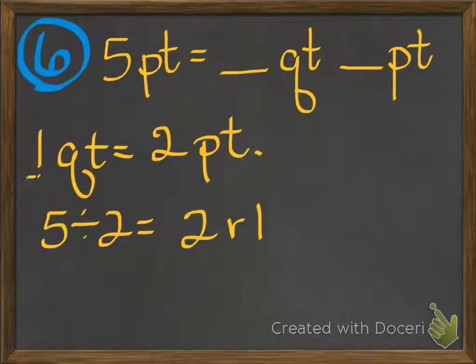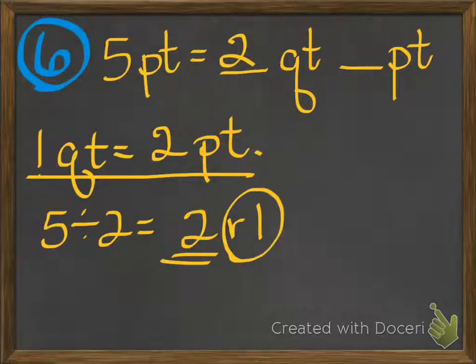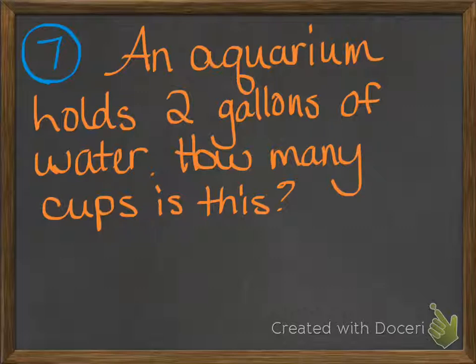Okay, I know that 1 quart is the same as 2 pints, so I took 5 and I divided by 2 because I'm going from a smaller unit to a larger unit, so I have to divide. 5 divided by 2 equals 2, so 2 quarts. And then I had a remainder of 1, so that would be 1 leftover pint. So 5 pints equals 2 quarts and 1 pint. One more problem. An aquarium holds 2 gallons of water. How many cups is this?